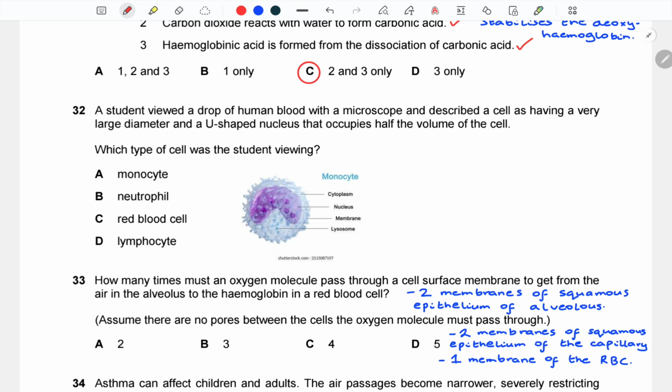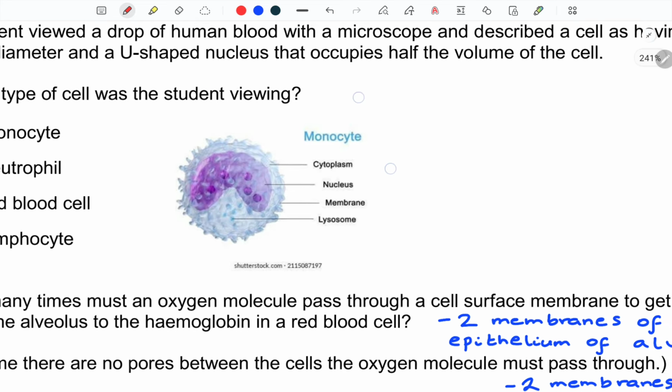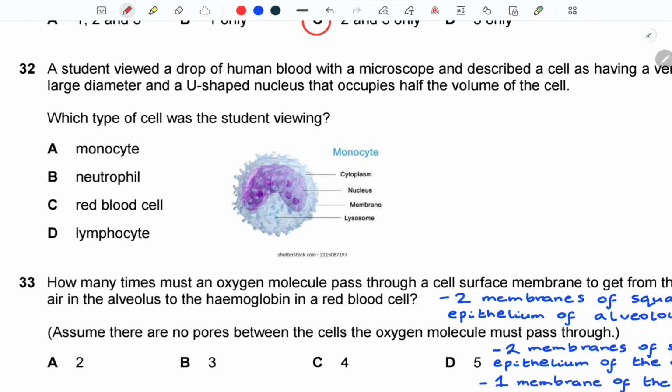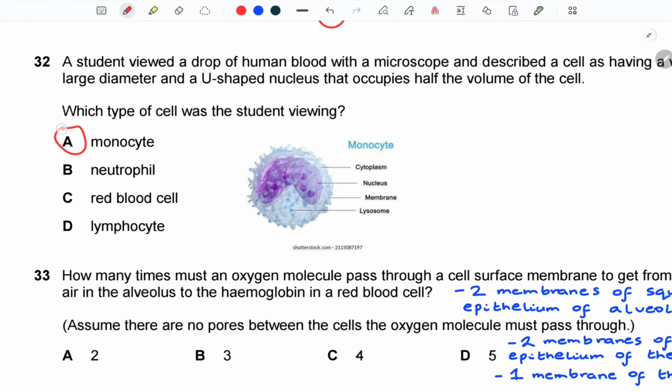32. A student viewed a drop of human blood with a microscope and described a cell as having a very large diameter and a U-shaped nucleus that occupies half the volume of the cell. Which type of cell is the student viewing? It's pretty straightforward. If you look over here, I brought in the image. So this is basically a monocyte, U-shaped nucleus, or like a horseshoe nucleus. And yes, very large diameter, and this is occupying basically half of the volume of the cell. So it is a monocyte.